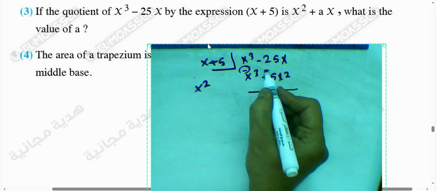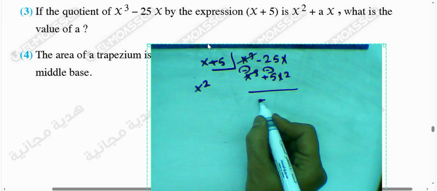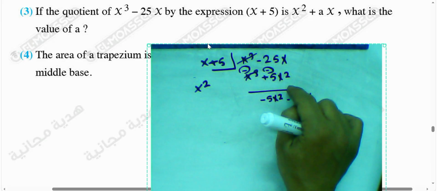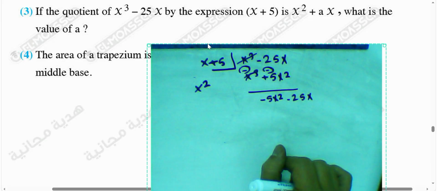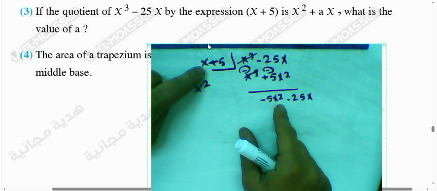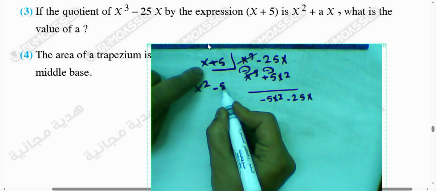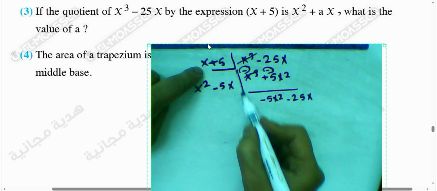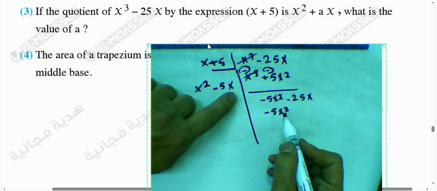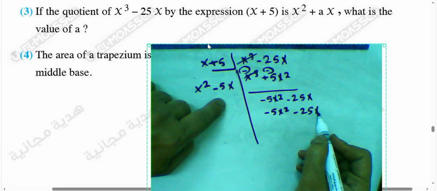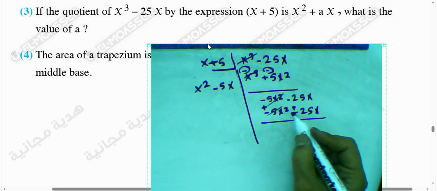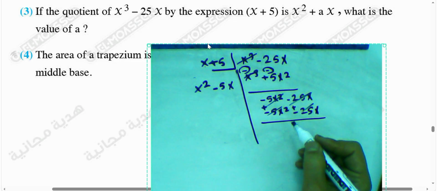And then find the difference. Cancel together and then write here -5x power 2 and -25x. Because the terms are different, here x power 2 and here x, we can't collect them together. And then divide. -5x power 2 divided by x equals -5x. And then -5x times x will be -5x power 2. -5x times 5 will be -25x. 5 times 5 is 25. Okay? And then change the sign. Then the result will be 0.